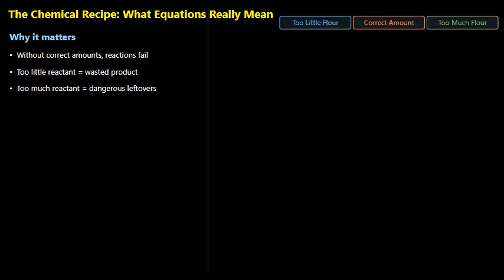Imagine baking bread and guessing the flour. Too little and you get soup, too much and it's a brick. Chemical reactions are the same. If you don't know the exact amounts, you might run out of one ingredient halfway through, wasting the others, or leave dangerous unreacted chemicals in your mixture. In a lab or a factory, that's a disaster.